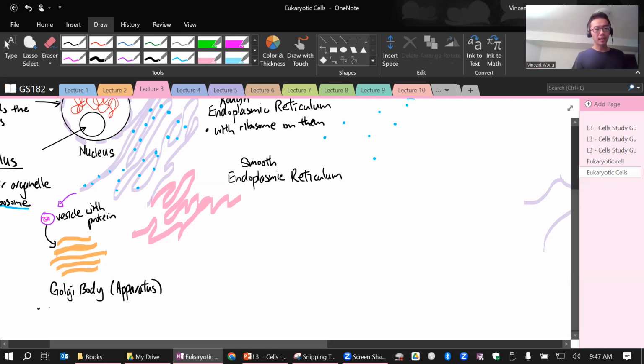They sort, modify, and repackage the contents of a vesicle. Essentially it's the protein, right? Like a packing plant of a cell, if you would.